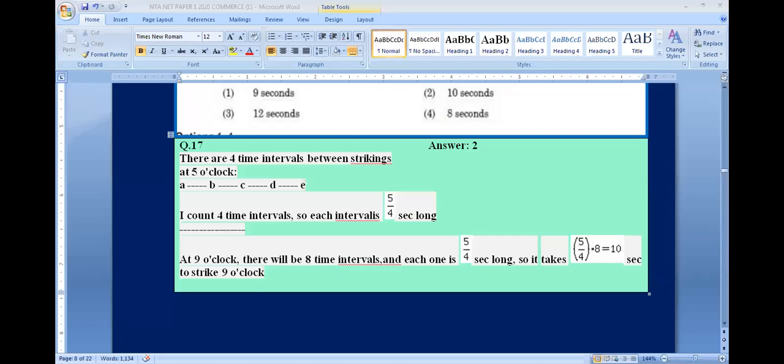Yeah, this is where we left. So for 5 strikings, 5 seconds. So for 9 strikings, 10 seconds. There is a little bit of a trick. There is nothing more to discuss. Let's move on.